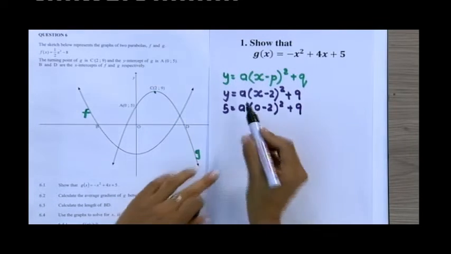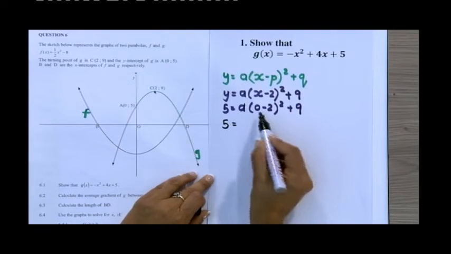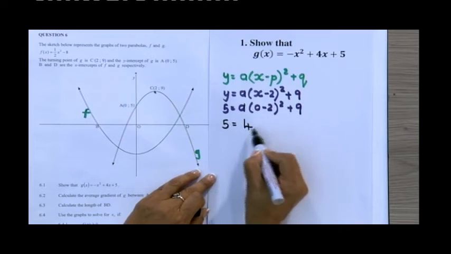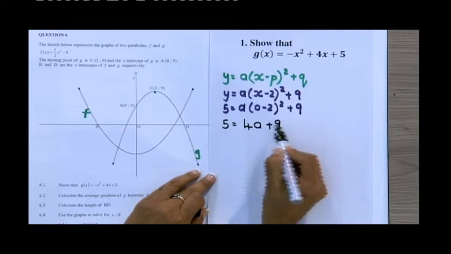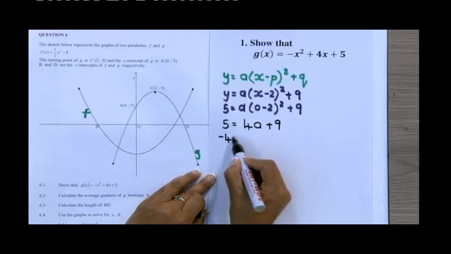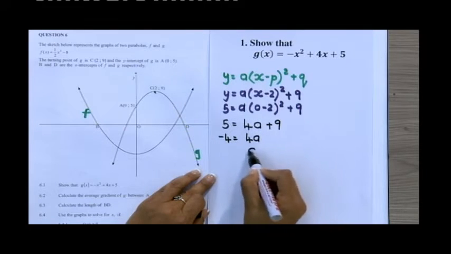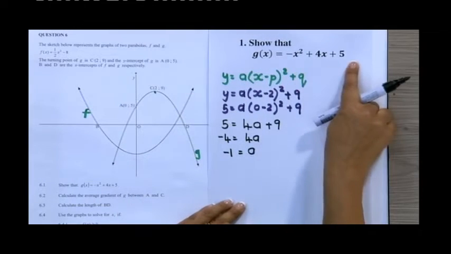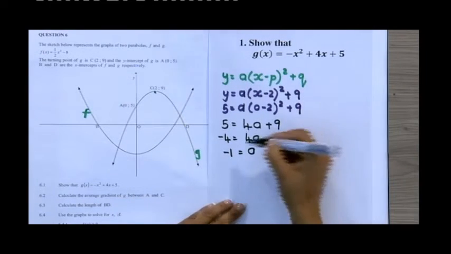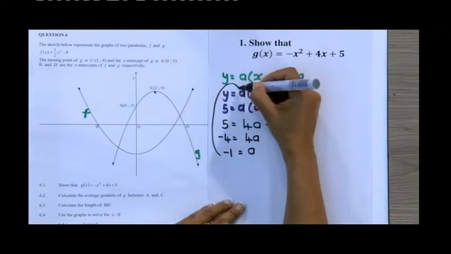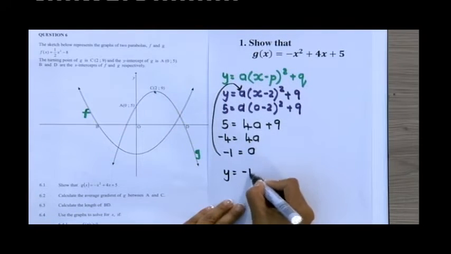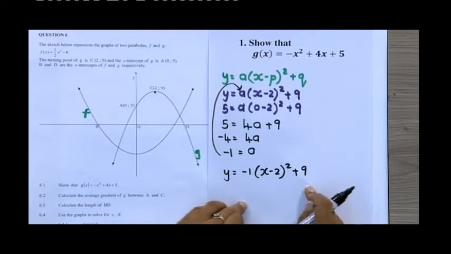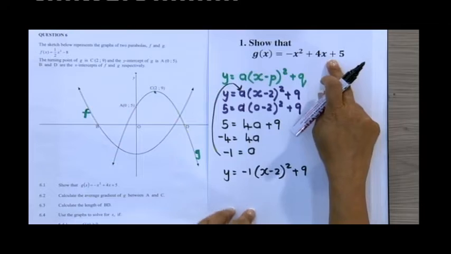I'm going to work out a quickly. This is 5. This is 4, negative 2 to the power of 2 gives me 4. 4 times a is 4a. Carry the 9 across, it gives me negative 4, which means that a is equal to negative 1. Now remember, you have to get to that equation, and I'm going to quickly just substitute it in here. Minus 1, x minus 2 squared plus 9. Multiply this out quickly, grade 11s, and see if you get that.